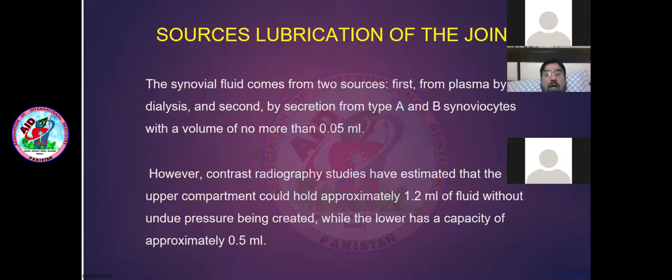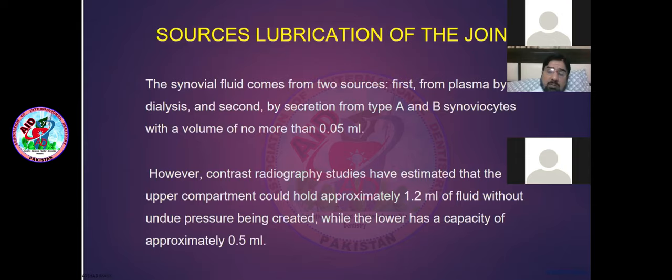The synovial fluid comes from two sources: first from the plasma by dialysis, and second by secretion from type A and type B synoviocytes, with a volume of not more than 0.5 ml. This is the quantity present there. However, contrast radiography studies have estimated that the upper compartment could hold approximately 1.2 ml of fluid without pressure being created, while the lower joint cavity has much less capacity, at 0.5 ml.